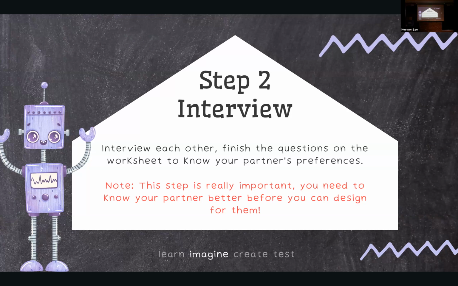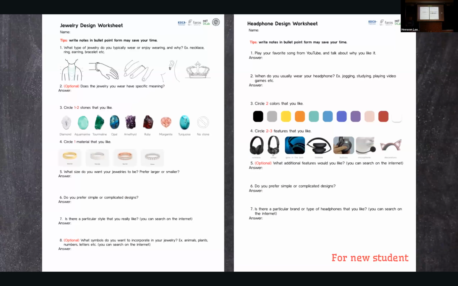Step 2 will be to interview each other. Finish the questions on the worksheet we provided to know partner preferences better. We provide 4 kinds of worksheet for them: 2 for the new students and 2 for the more advanced students. The questions on the worksheets are based on which product you choose. We spent a lot of time coming up with and adjusting those questions because we thought interviewing each other and knowing each other's needs is the point of this activity.